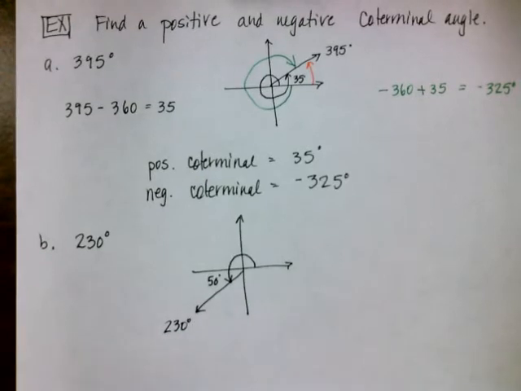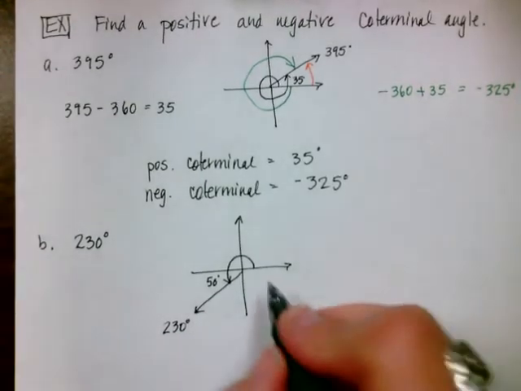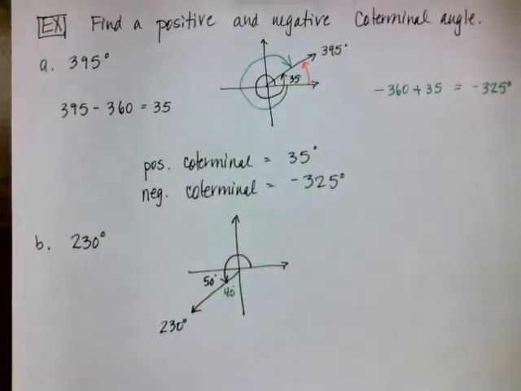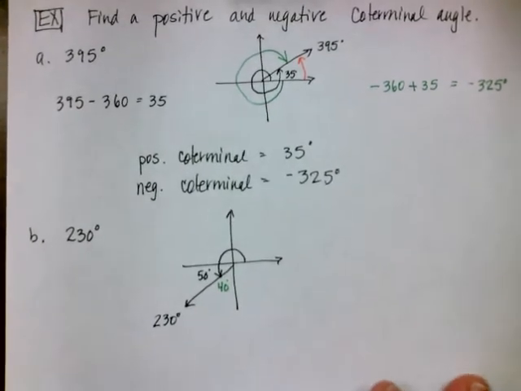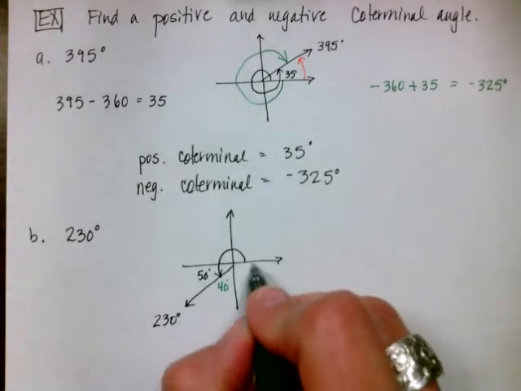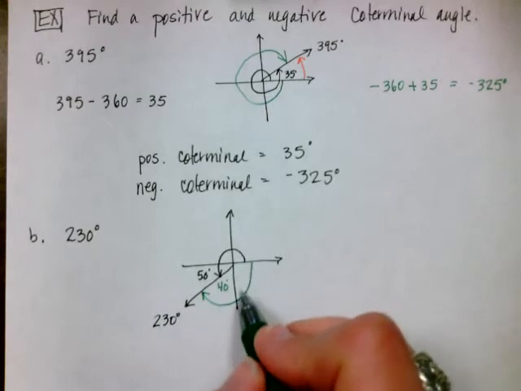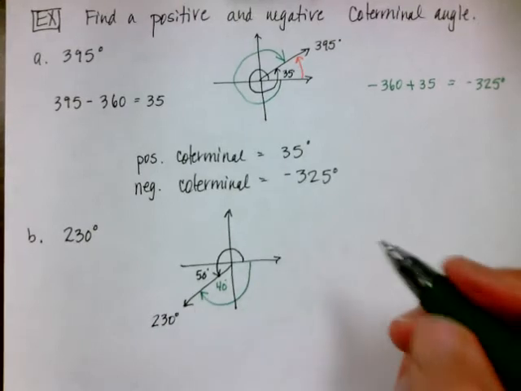So let's do the negative coterminal first. So if this angle is 50, this angle is 40, right? Because they're complementary angles, they add up to 90. So my negative coterminal is going to be a negative 90 and a negative 40.